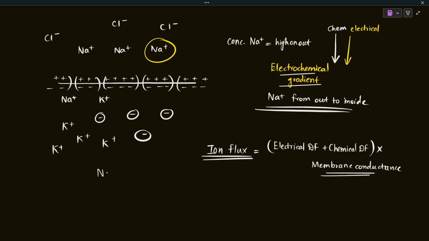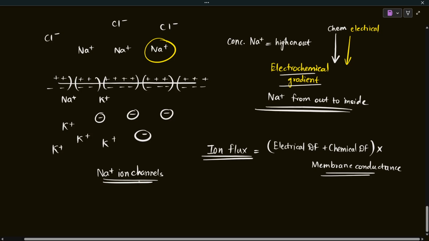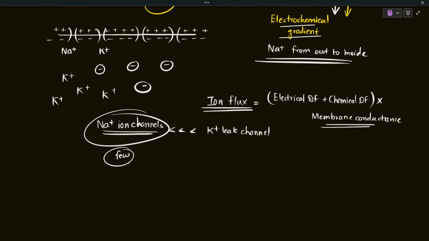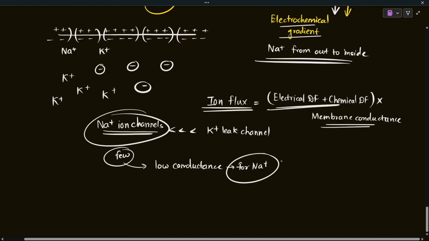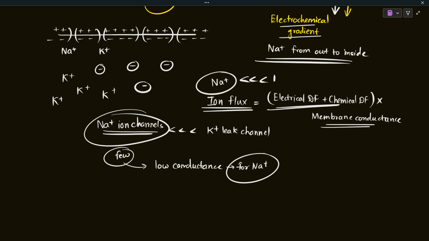Even though sodium leak channels are there on the neuronal membrane, their number is very low compared to the potassium leak channels. The sodium leak channels are very few in number, so this gives low membrane conductance for sodium ions. So even though the electrochemical gradient is high, due to the low membrane conductance, the overall ion flux of sodium ions will be low compared to the potassium ions.